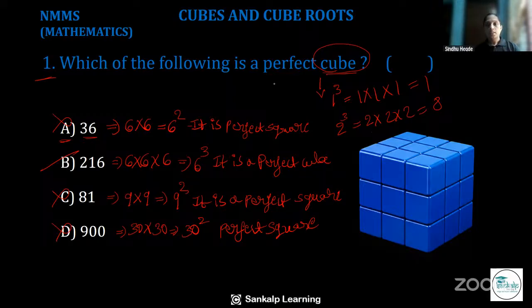Here the question is related to perfect cube. So out of these 4, 216 is the cube of 6. So 6 cube is 216. That's why option B is the correct answer.